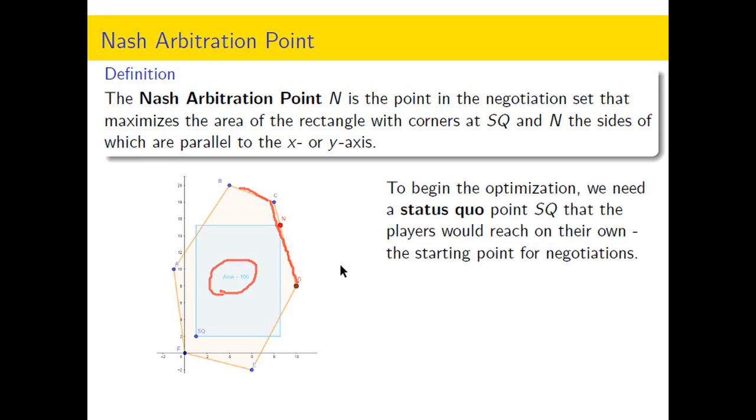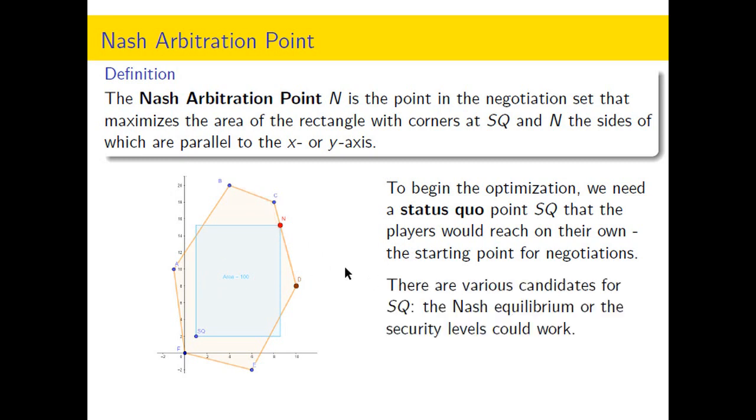Now, a word about the security levels, the status quo point. There are a couple of options that we could have. The security levels are one popular option. You might think the Nash equilibrium would make sense. That's not how Nash decided. Nash had an idea, which you've seen on the title slide, talking about an optimal threat strategy. We'll talk about that in a minute.